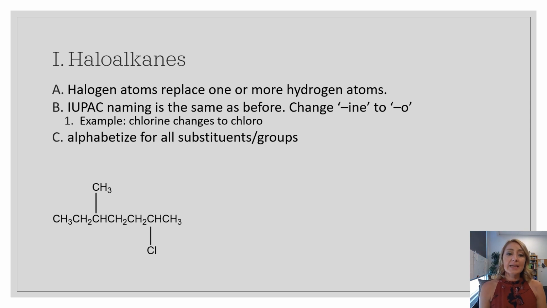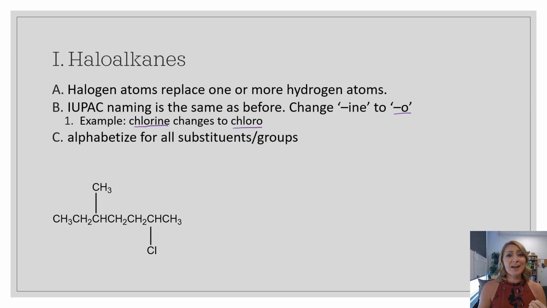For the IUPAC naming, it's going to be the same as everything else that you've seen before. However, we're going to change the end of the halogen's name from -ine to -o. So for example, chlorine changes to chloro, and that's how we would name it as it's part of an organic structure. As you're naming this, all the same rules are going to apply.